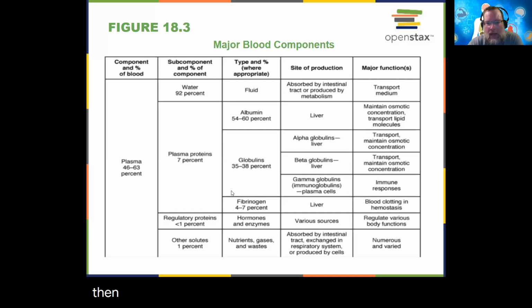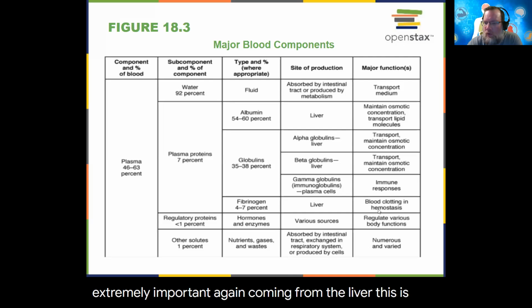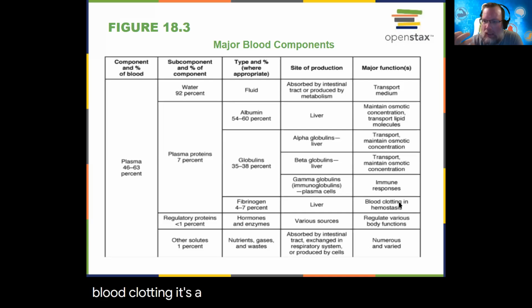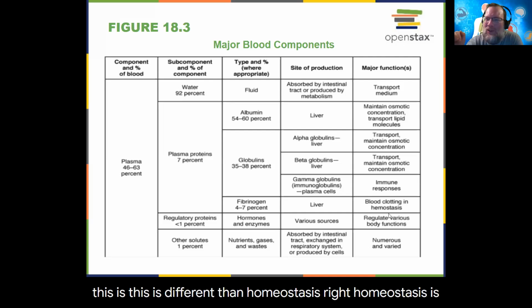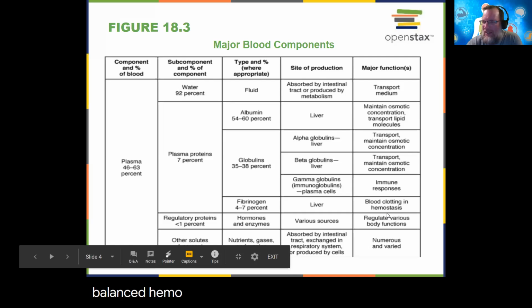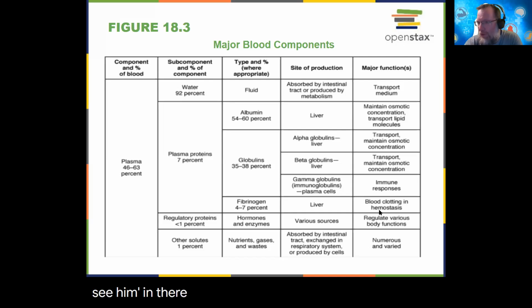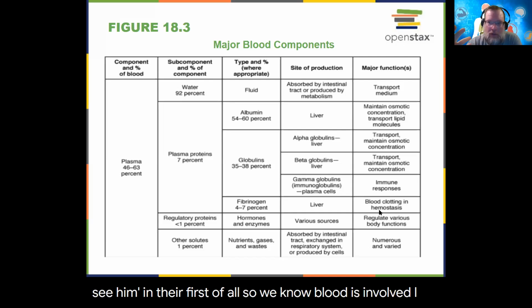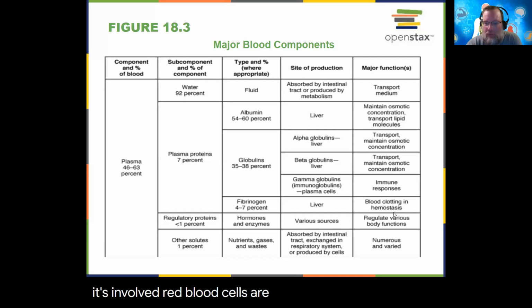The last plasma protein is called fibrinogen. This is extremely important, again coming from the liver. This is for blood clotting. It's a blood clotting mechanism in hemostasis. This is different than homeostasis, right? Homeostasis is balance. Hemostasis means we're going to get blood. We see heme in there, first of all, so we know blood is involved, iron is involved, red blood cells are involved. With hemostasis, we need to slow or stop or sustain the flow of blood.